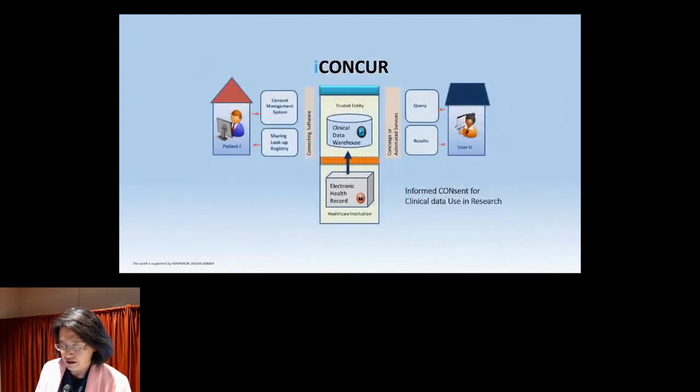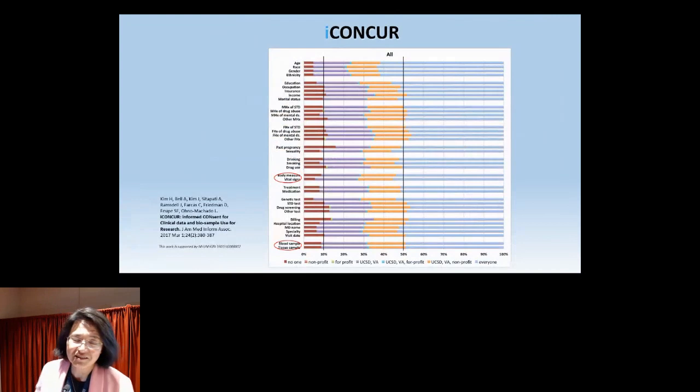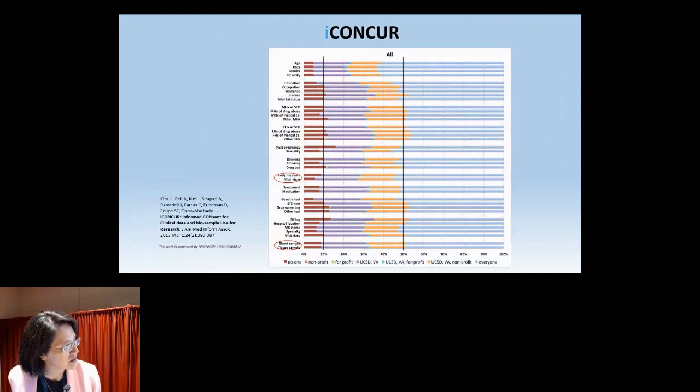So we built this system called iConcur, and it sits in the clinical data warehouse as a filter. The patient decides what they want to share, and on top of the clinical data warehouse, we then share exactly what they wanted. So I'll go directly to the results here.